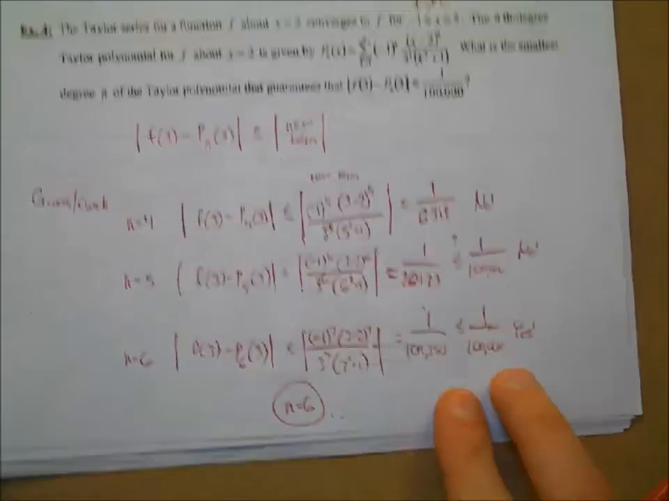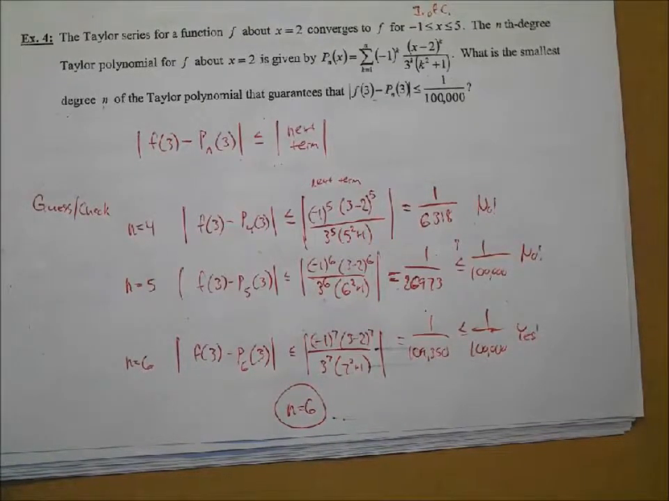Okay, so would 7 work? Yes, 7 would give you less error than that. 8 would give you even less error. 9 would give you even less maximum error. But the problem is we wanted the first degree, the lowest degree. So degree 6 there gives you an error less than 1/100,000.